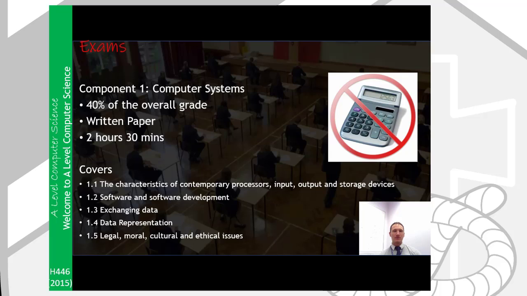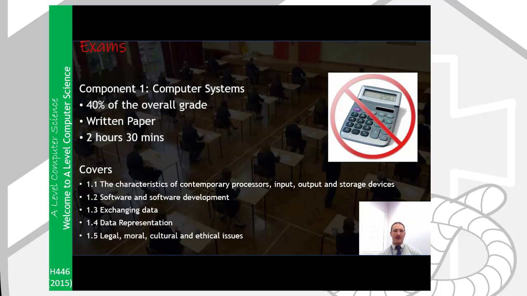Exchanging data, so that will be networking and databases. Data representation, so this is all the maths behind computing. You look at binary, hexadecimal, and then further onto that you'll start looking at Boolean algebra and Venn diagrams and stuff like that. I would say that if maths is not your strong point, then maybe reconsider taking computer science, because you need a very, very strong maths background in order to cope with data representation.